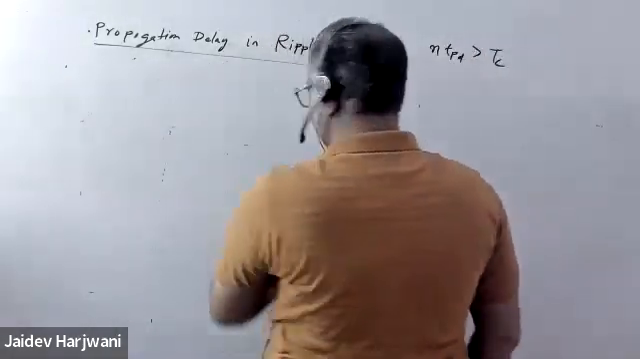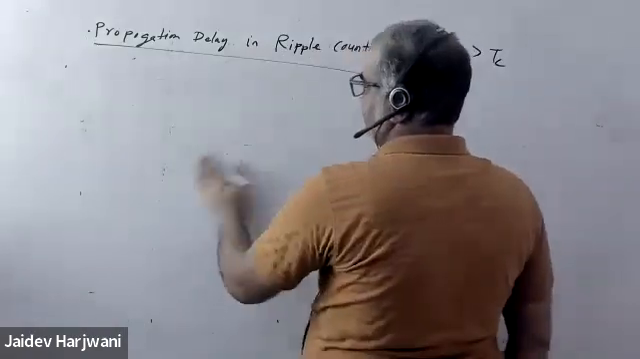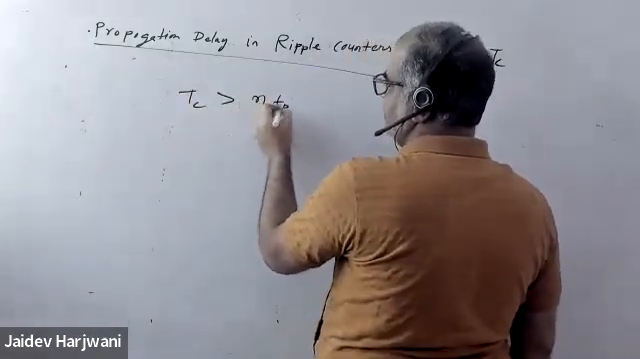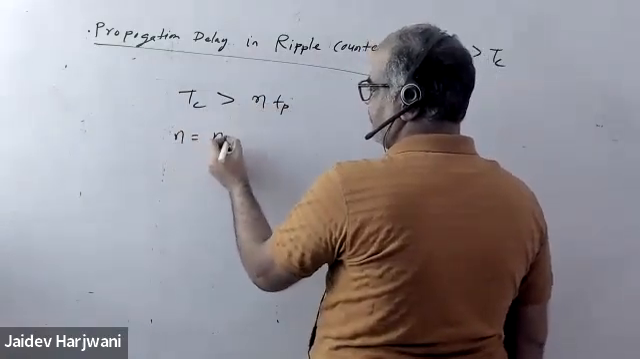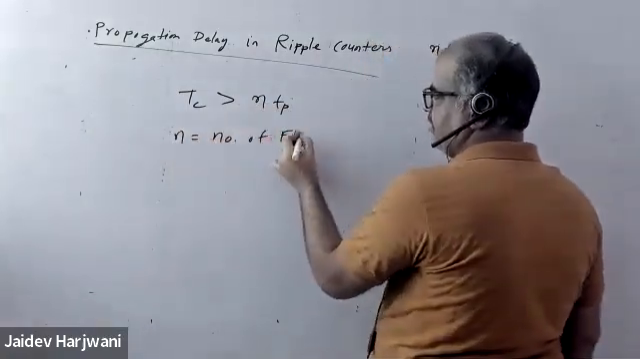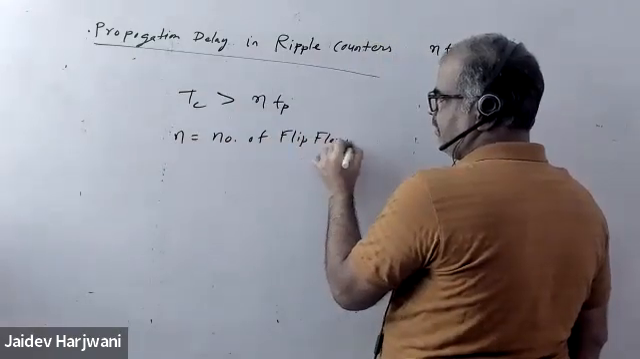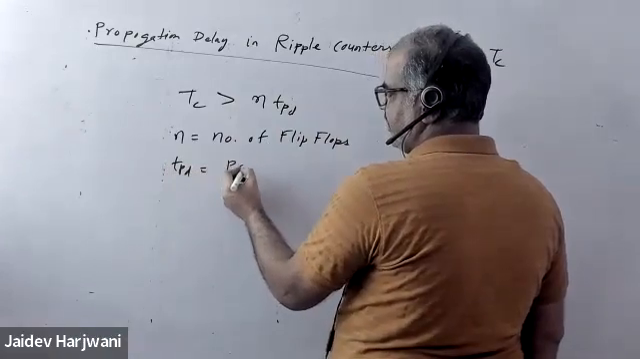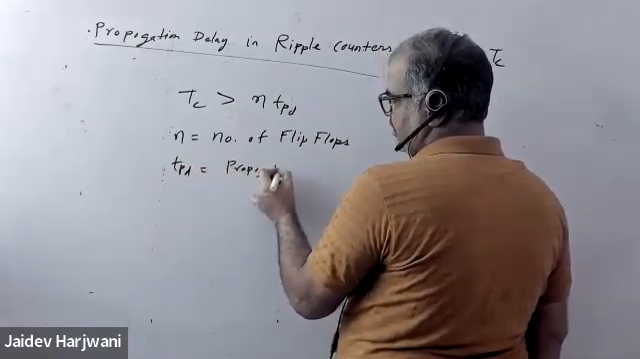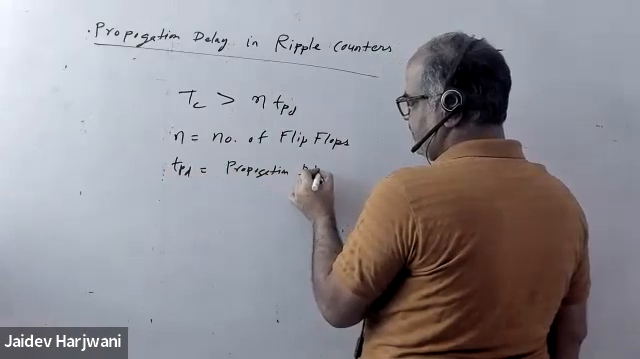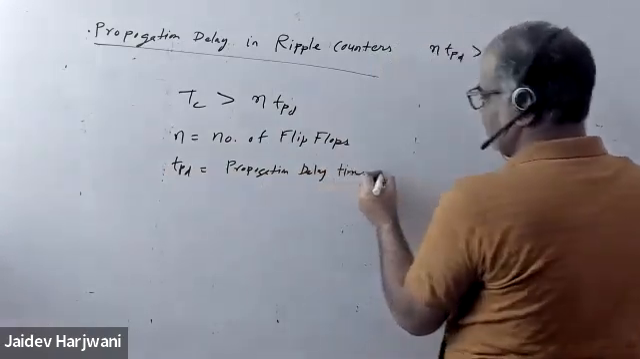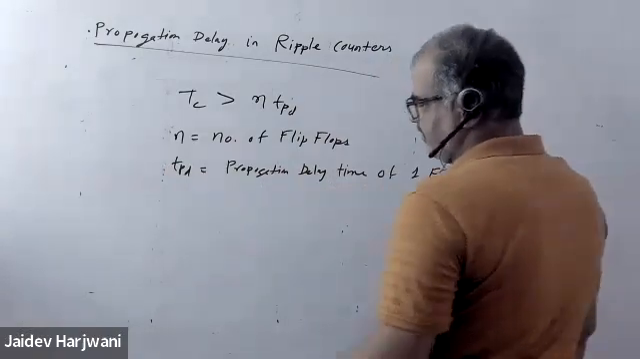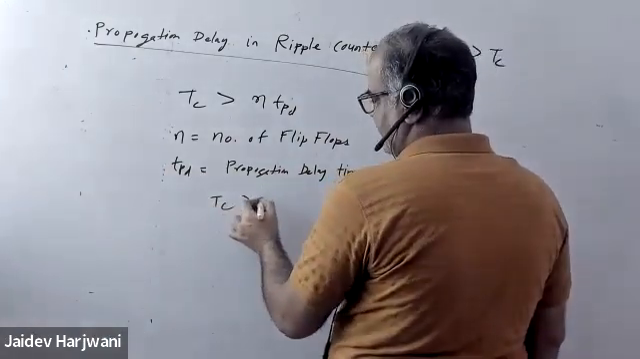So basically, your time period of clock should be greater than n TPD, where n is the number of flip-flops, and this TPD is your propagation delay time of one flip-flop.